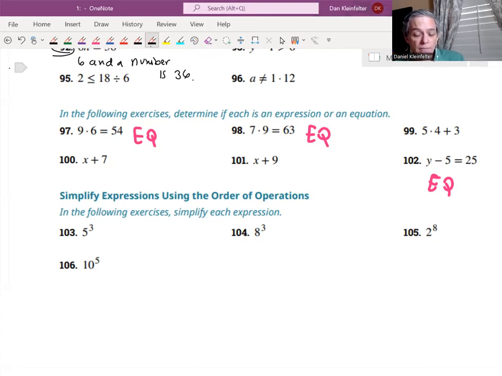In 101, I can't tell if it's true or false, not just because there's a value of x there that we may not know, but because it's not a complete sentence. Let's say that I told you x was 10. If I told you x was 10, we'd have 10 plus 9 or 19. Well, that's 19. It's not either true or false.